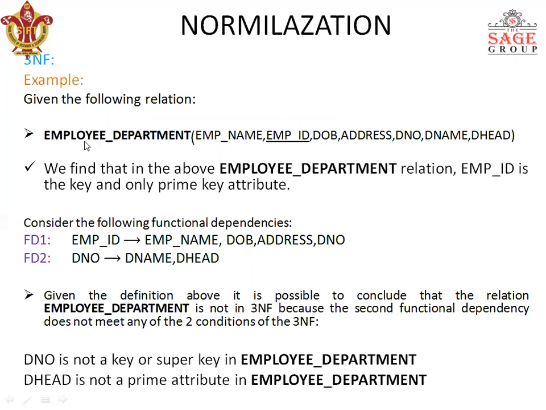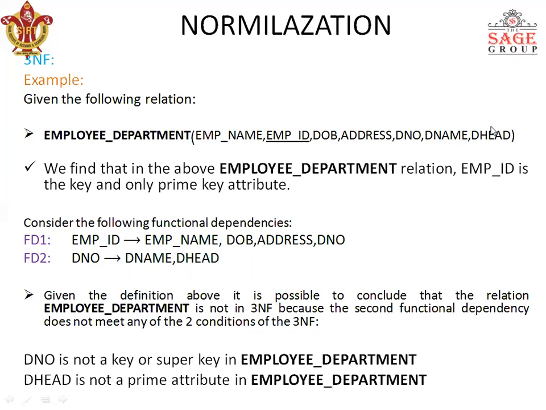Here we have the employee department relation. In that relation, we have attributes like employee name, ID, date of birth, address, department number, department name, and head. Employee ID is a primary key. So we have two functional dependencies. With the help of employee ID, we can easily identify employee name, address, date of birth, and department number. With the help of department number, we can easily identify department name and department head.